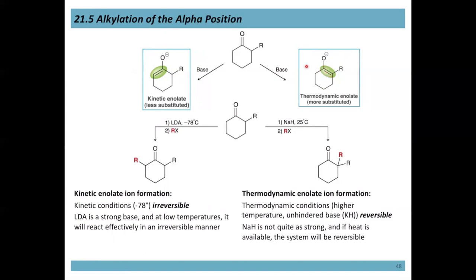And so we've given you an example down here. And in fact, we can actually control it a little bit more. LDA is somewhat of a sterically hindered base.